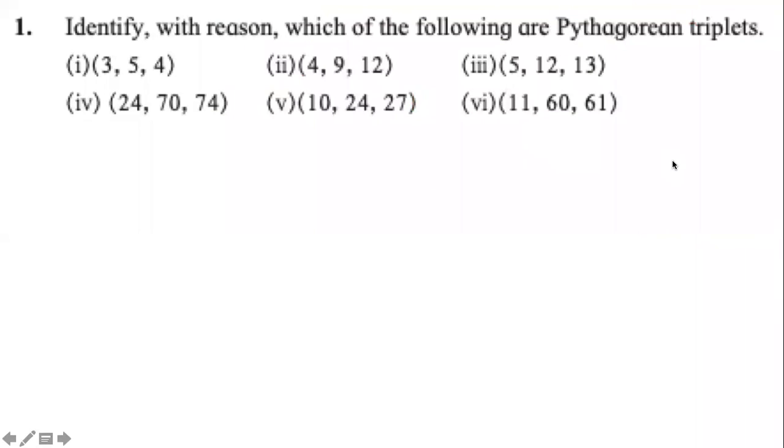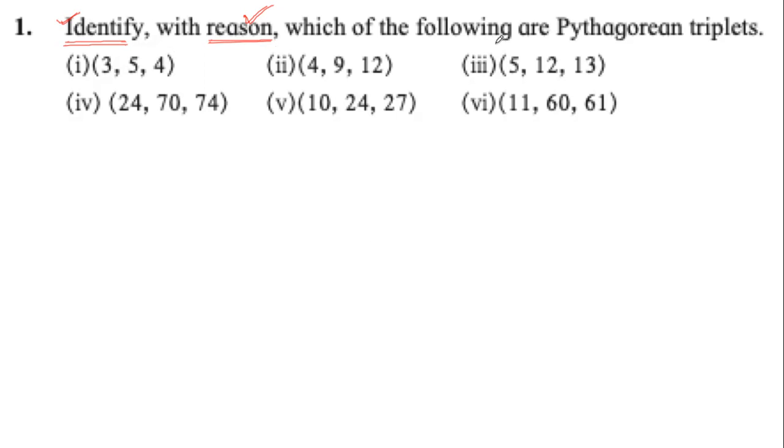Chand, if you can come out of mute and read the question. Identify with reason which of the following are Pythagorean triplets. Thank you, Chand. As Chand read, there are two parts to this question. First part is to identify. Second part is to state the reason. If we don't write the reason, our answer will not be complete. If we don't identify, then also our answer will not be complete.